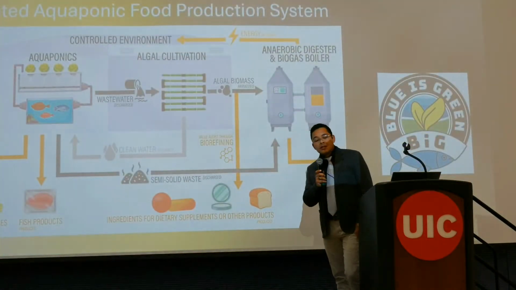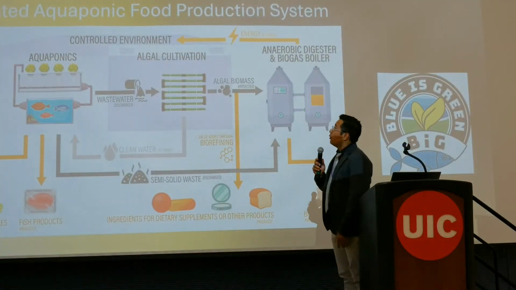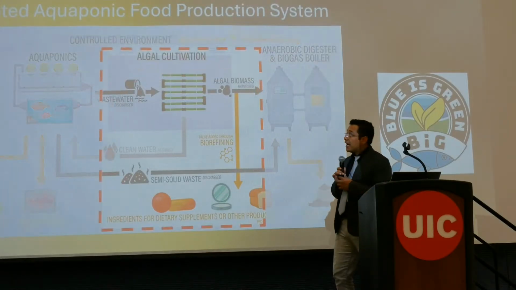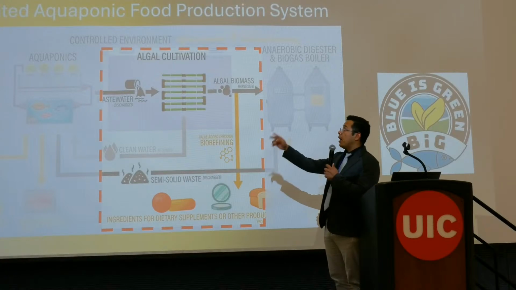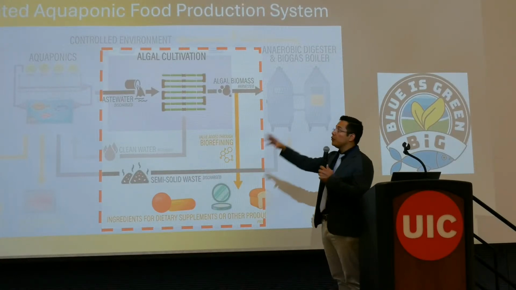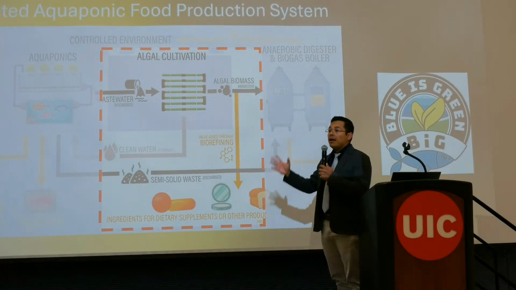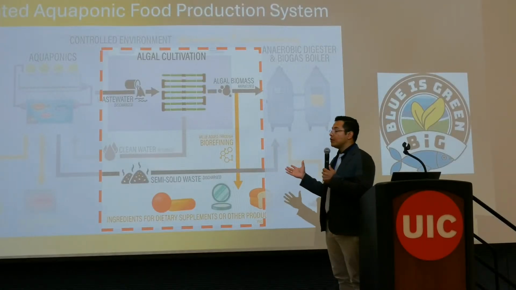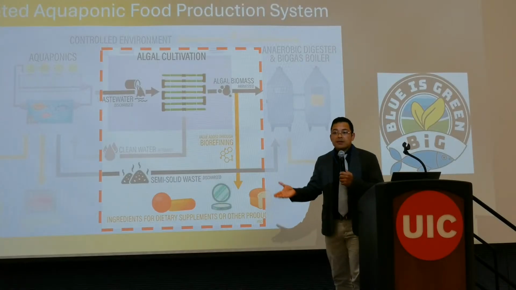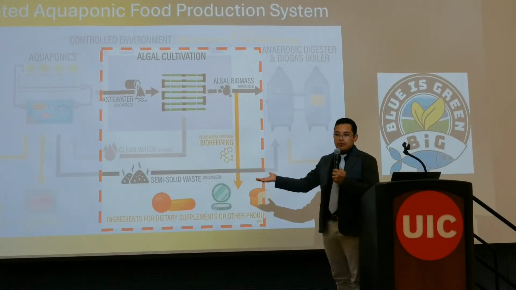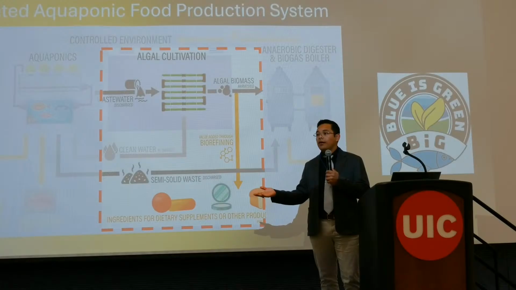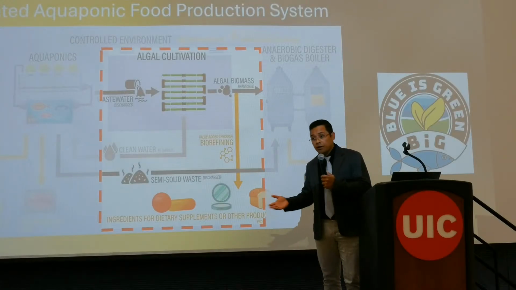This research project is part of an integrated aquaponic food production system in which, as you can see, microalgae plays an important role in converting aquaponic wastewater into valuable biomass. And then we utilize this biomass to produce something valuable, as I just mentioned, like nutraceuticals, food ingredients, or we can use this biomass for other applications, especially in the food industry.